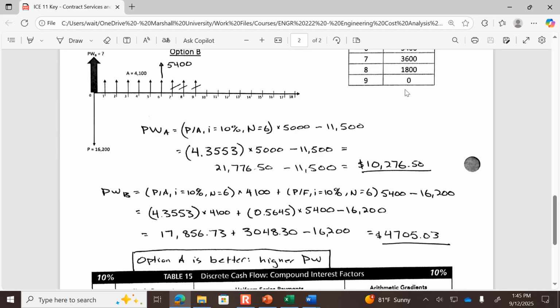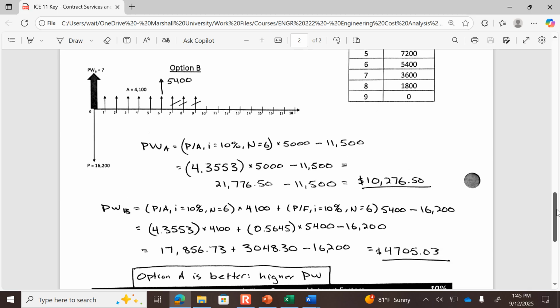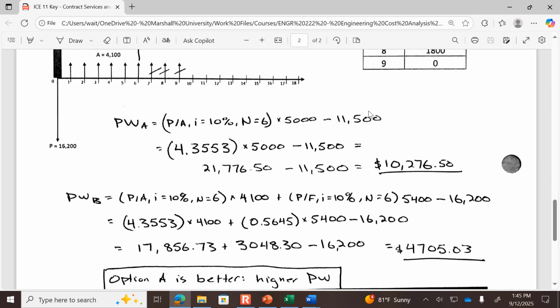So according to the numbers here, option A is better. Option A is better because the decision criteria says choose the option that has the higher non-negative present worth. And so if it had a negative present worth, that tells you don't do the project. It's not profitable. A negative present worth says that there's more outflows than inflows, so the project is not suitable.